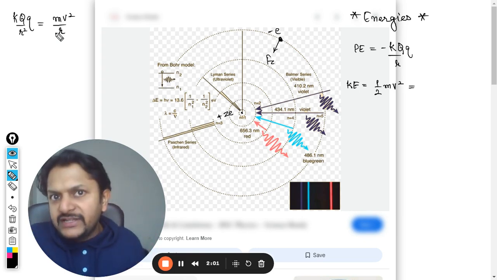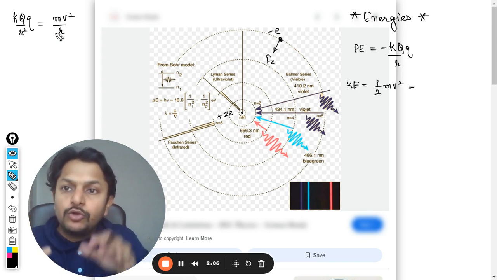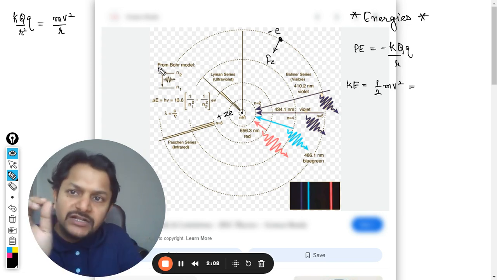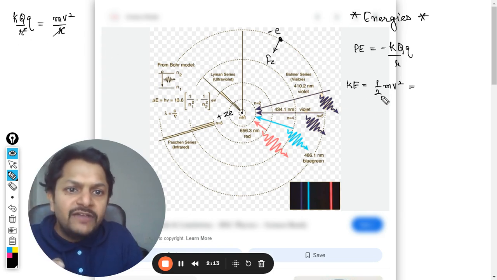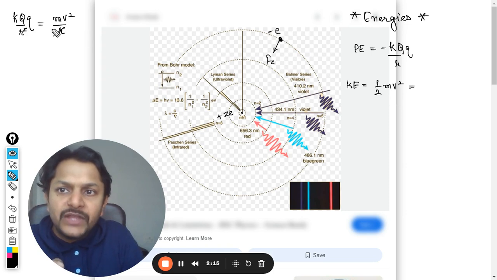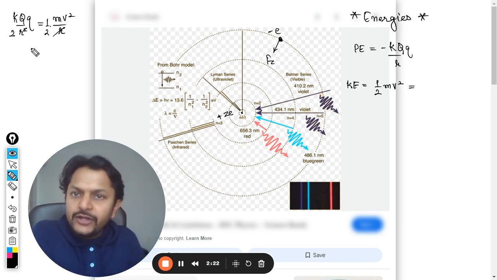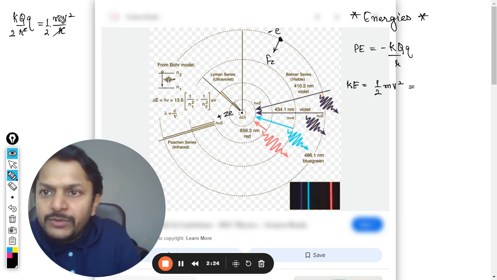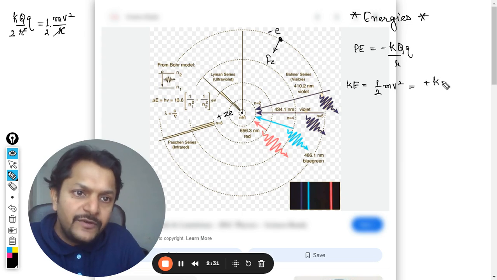We did that in the earlier video also, but we are not going into many steps. It's a very simple and easy thing. The r cancels here, and since I want half mv squared, I'm multiplying by half on both sides, so a 2 comes in the denominator on the left and half is multiplied on the right-hand side. So half mv squared, which is the kinetic energy, becomes positive KQq divided by 2r. So we have the expression for kinetic energy already.